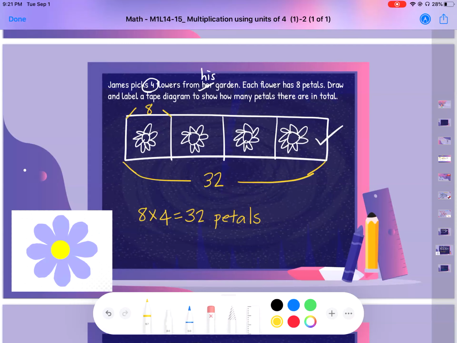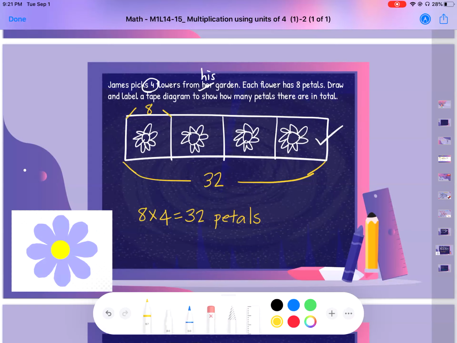So I hope you understand how to draw a tape diagram. So there are 2 things that you need to remember. First, make sure to draw a box and put the items inside. And 2, make sure to label both the top blank and the bottom blank.